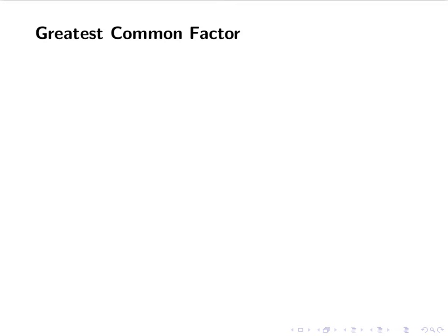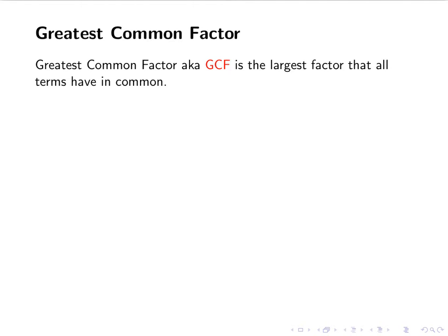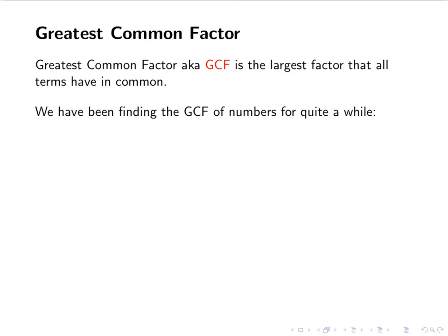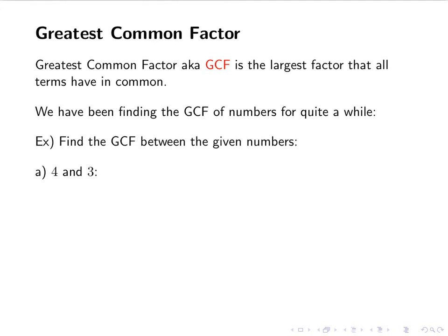Hello everyone, today we're going to look at the greatest common factor. The greatest common factor, also known as the GCF, is the largest factor that all terms have in common, hence the name. So we've been finding the GCF of numbers for quite a while, but let's just do a little review of this. So find the GCF between the given numbers, 4 and 3.